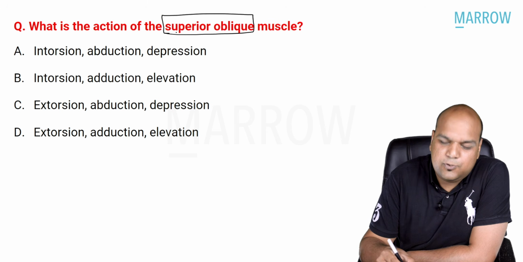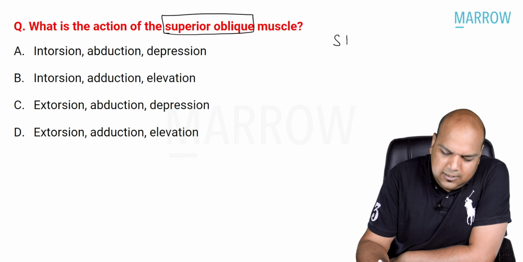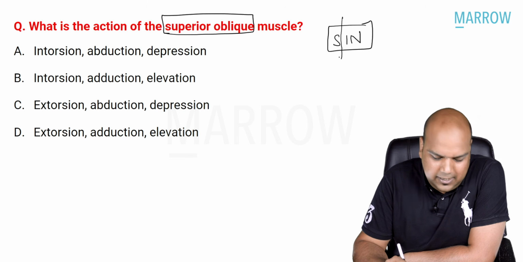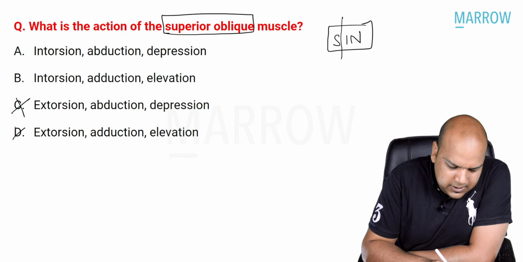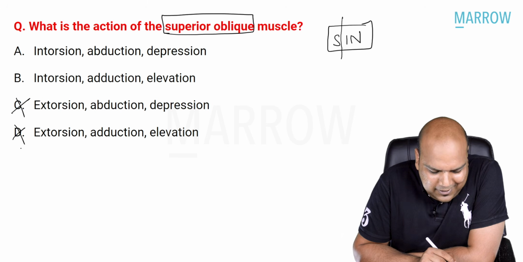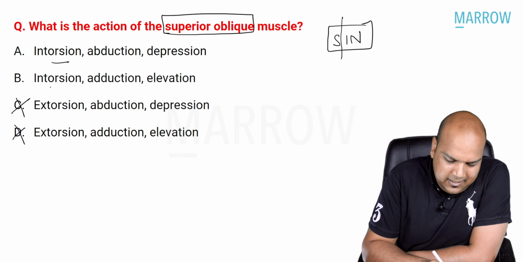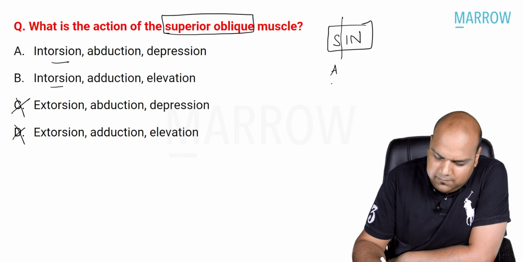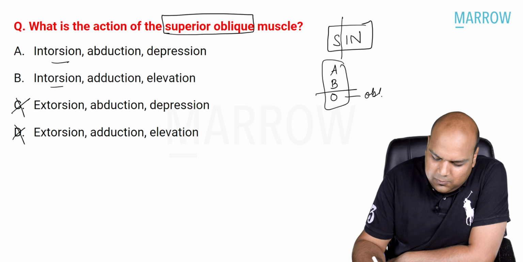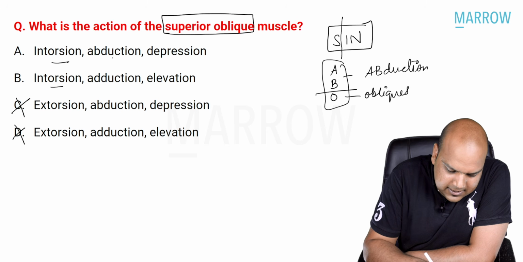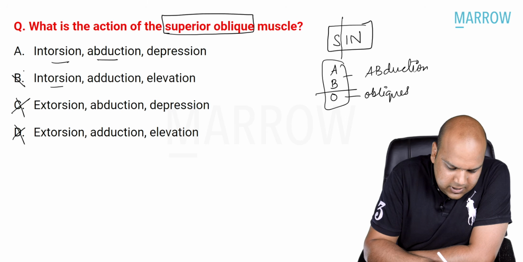As soon as we are talking about superior oblique or a superior muscle, the first thing that comes to my mind is the mnemonic SIN. Superior muscles are intorters. So option C and option D go out of the window. I am left with 2 options, both intorsion. Then I know another mnemonic which I have been taught, blood group ABO, where obliques cause the tertiary action, which is abduction. So adduction goes out of the window.